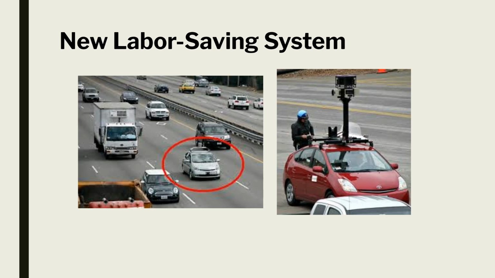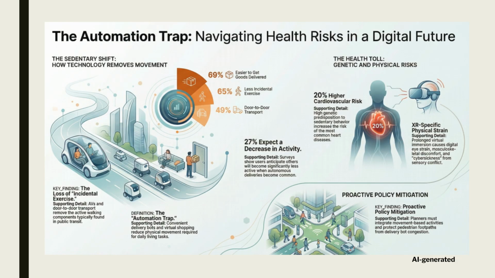New labor-saving systems, such as self-driving cars, further contribute to a sedentary lifestyle by eliminating the need for physical activity during commuting. The increasing use of AI technologies for daily tasks, as illustrated in this AI-generated image, may further shift lifestyles toward more sedentary behaviors. Moving forward, can you think of other examples of technologies that might contribute to increased sedentary behavior?